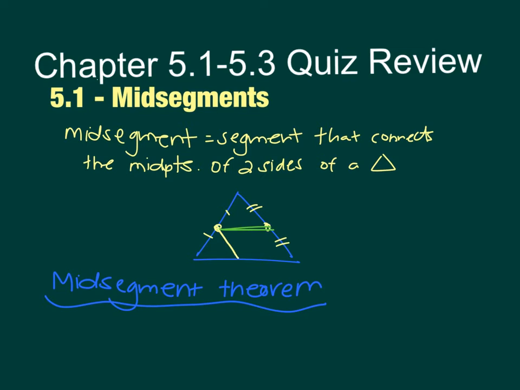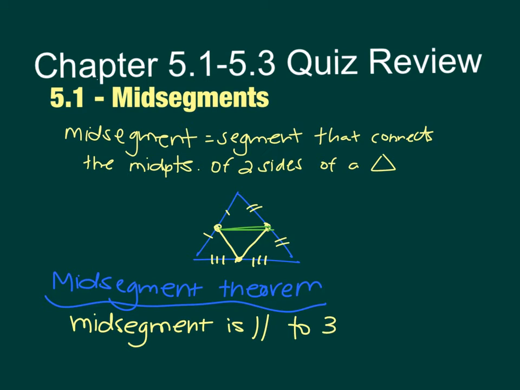So there are 3 mid-segments in a triangle, that's one thing. It's parallel to the side and half this one. Good. So the mid-segment is parallel to the 3rd side of the triangle, the one it doesn't intersect, and half its length.